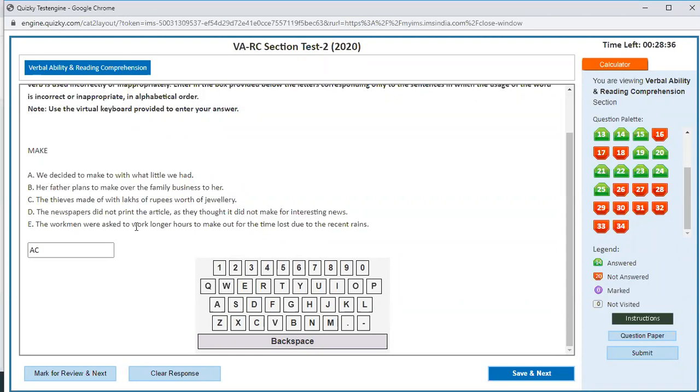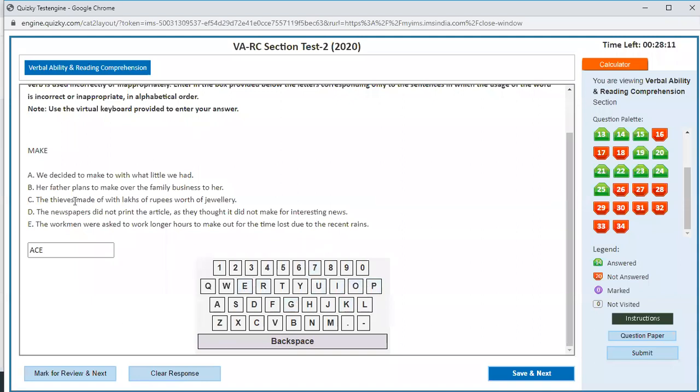For the time lost due to the recent rains. I'm a little psychologically still stuck with B, to be honest. But anyways, let's try to forget it. D is definitely correct. Let's go to E. Okay. The workmen were asked to work longer hours to make up for the lost time. So E is also incorrect.